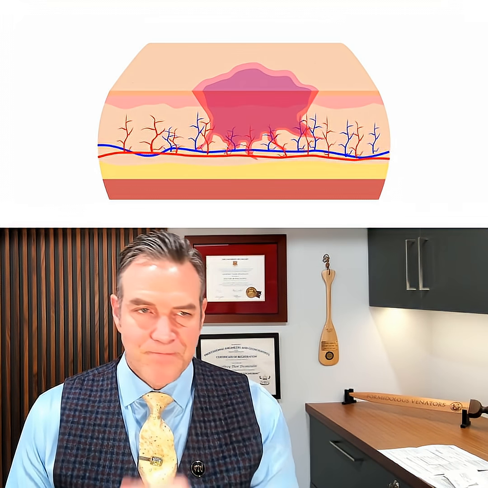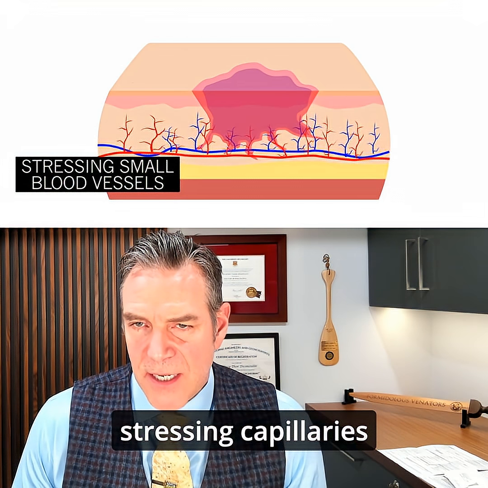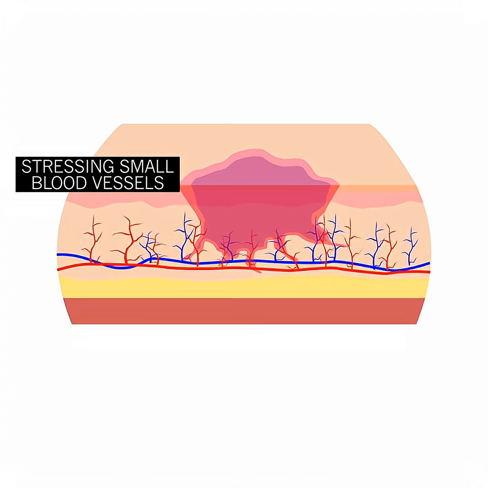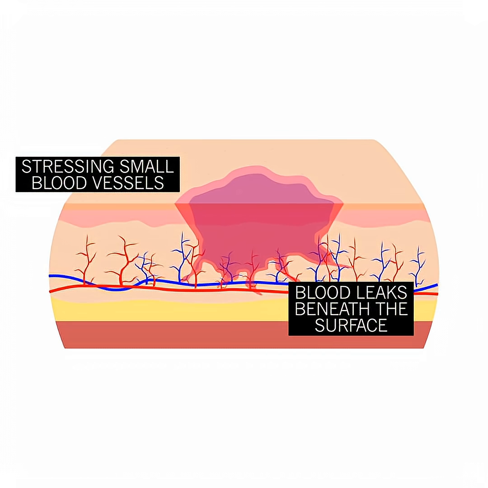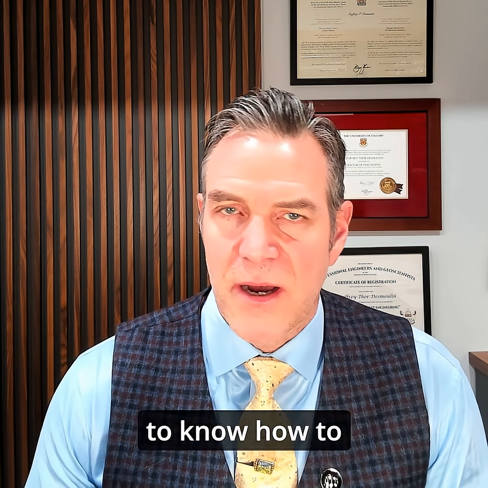Contusions, bruising. What's happening there? We're basically stressing capillaries or blood vessels to the point where they start to leak. Enough blood leaks out that it will get into the superficial tissues, it changes color, and you can see that color through the skin. That is essentially what a contusion is. Okay, but it's also very, very important to know how to understand this.